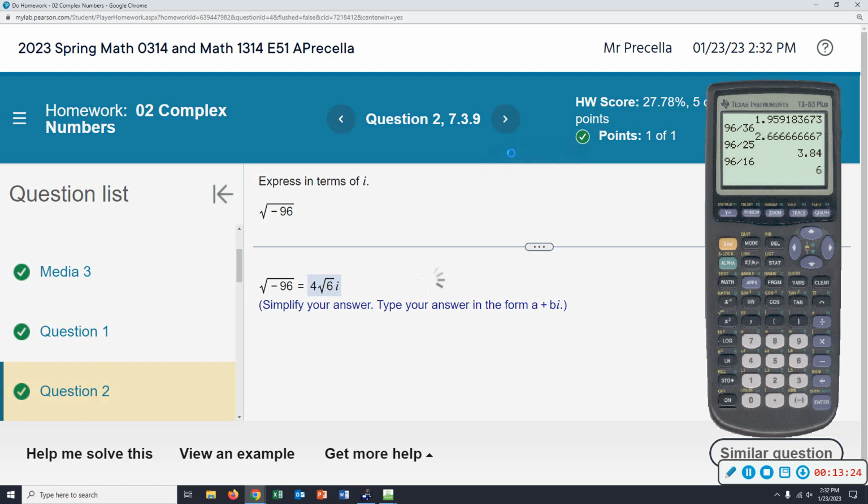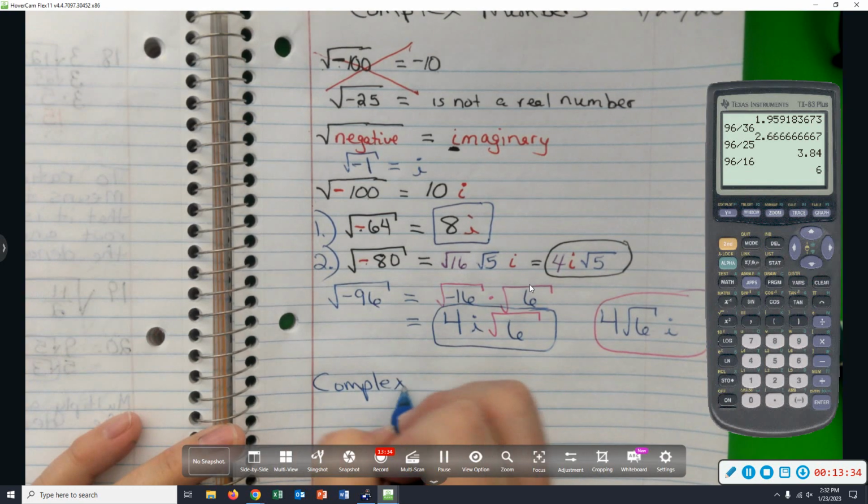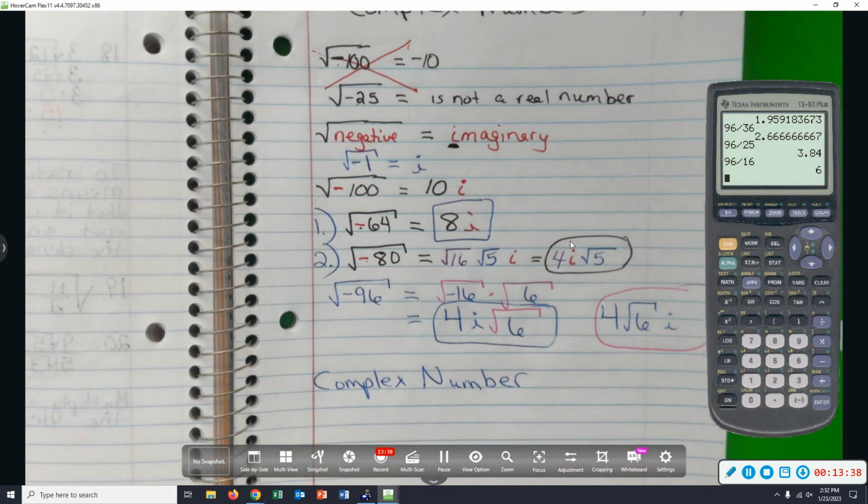Okay. Well, the name of this assignment is complex numbers, so let's define what we mean by a complex number before we do problem 3. You want to lift it up, Tim? Yeah. There.